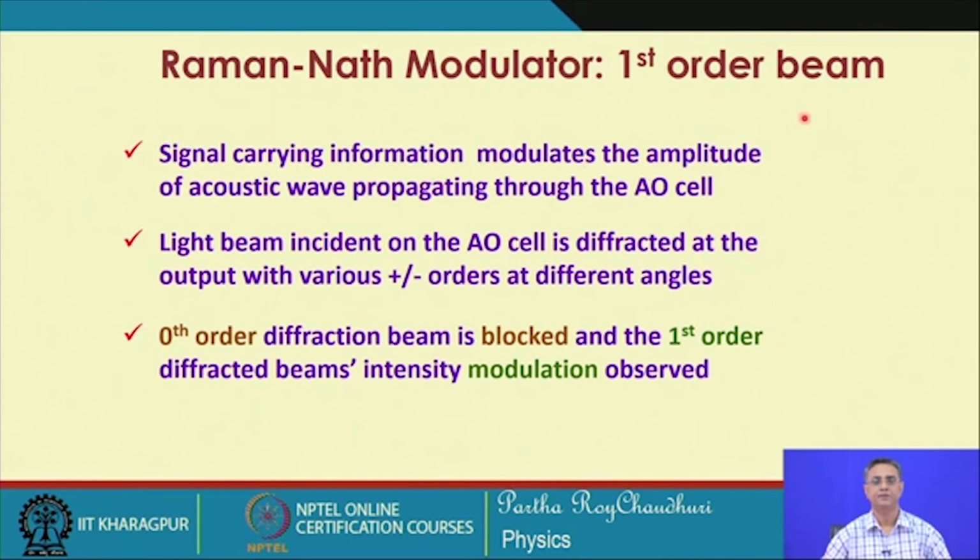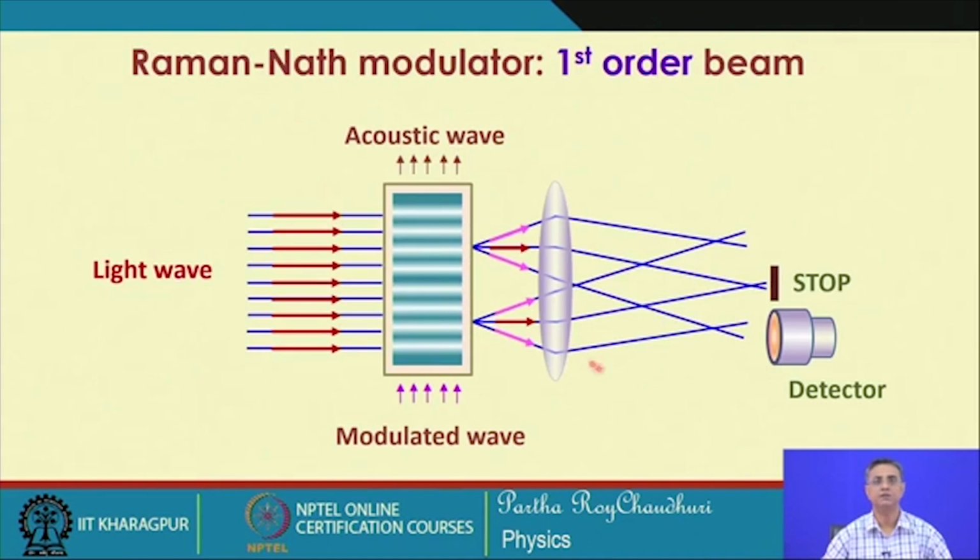Now, we will see the modulation property if we employ this first order diffraction beam. Signal carrying information modulates the amplitude of the acoustic waves propagating through the acousto-optic cell, and that will modulate the incident optical power into various diffracted orders, plus orders and minus orders. The 0th order diffracted beam in this case is blocked, and we look at only the first order beam and look at the modulation, because it is not the range only, but you have to see how fast it is falling to 0 and what is the diffraction efficiency.